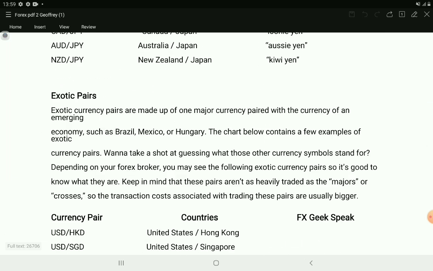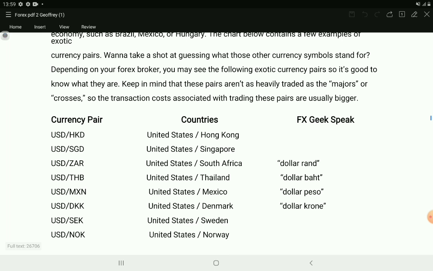Then we have exotic pairs. Exotic pairs are made up of a major currency paired with an emerging currency, like currencies that are upcoming, currencies that are not the top currencies in the forex market, like new emerging currencies. In the forex market, when you see dollar paired with naira, that is NGN, Nigerian naira, that is an exotic currency, because Nigerian naira is an emerging currency. It's not even well known, right? Many people don't even trade USD naira in the forex market, but you will see it there.